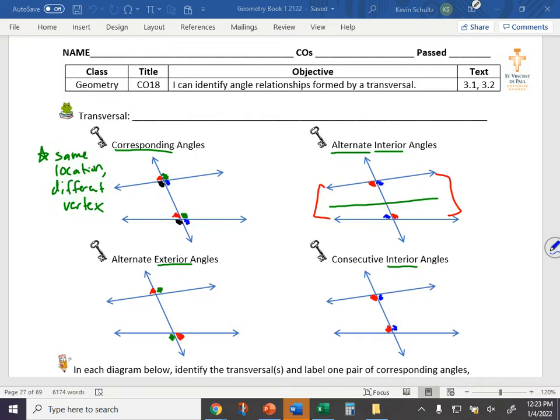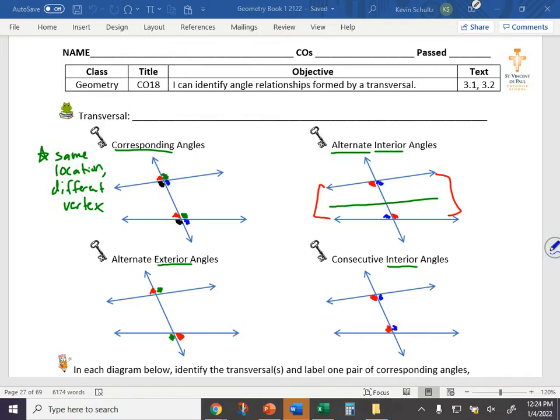Those are the four types of relationships that we're going to be talking about when we get to parallel lines, which will be coming up tomorrow. Okay. Questions on this before I erase it and answer Drake's question, and then get on to the bottom part?